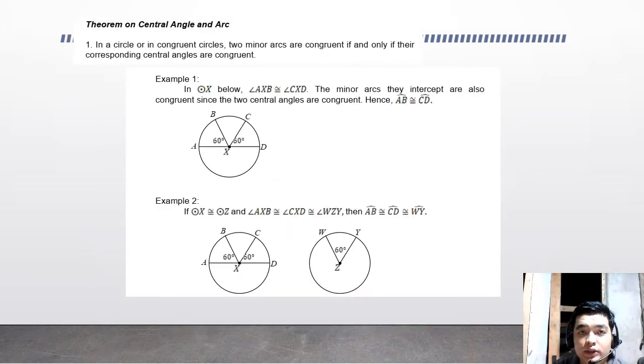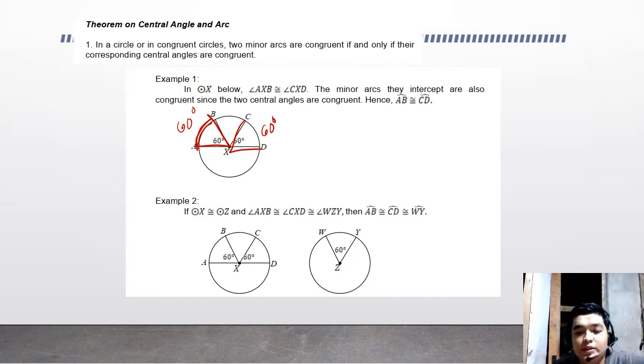So, theorems on central angle and arc. In a circle or in congruent circles, two minor arcs are congruent if and only if their corresponding central angles are congruent. Example 1: in circle X, angle AXB is congruent to angle CXD. So the minor arcs they intercept are also congruent, since the two central angles are congruent. What's the measure of this? This is 60 degrees. We have already discussed this theorem, 60 degrees also.